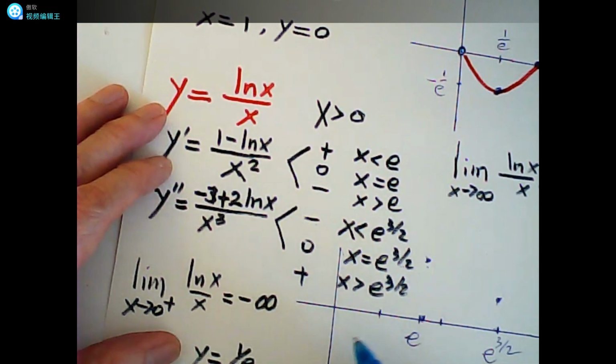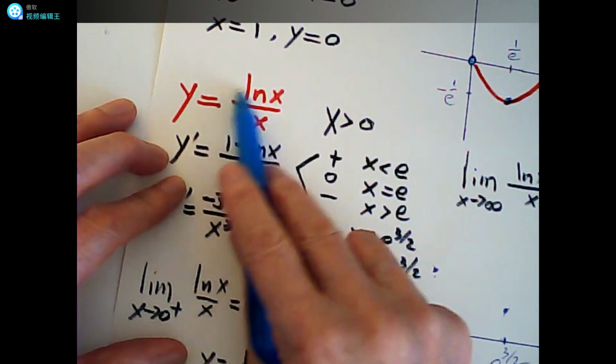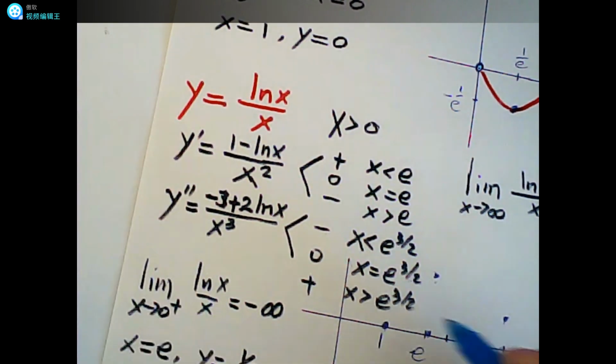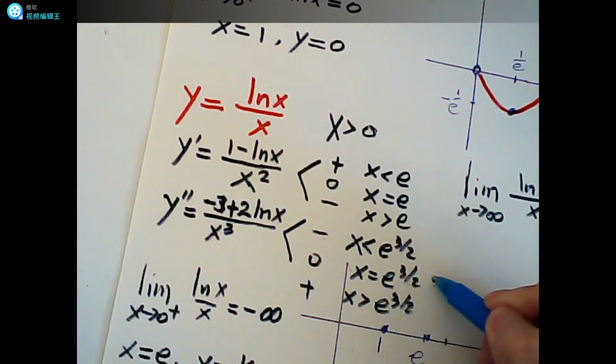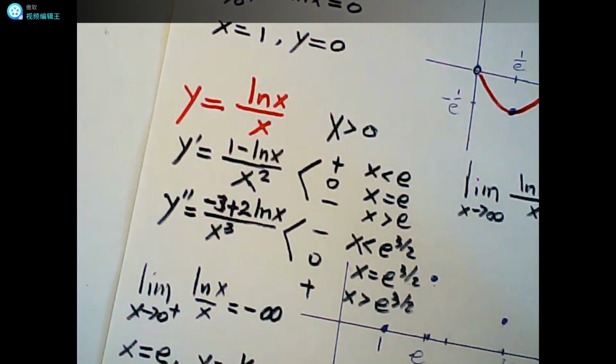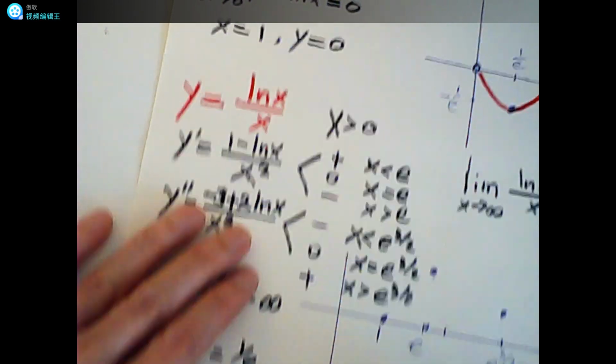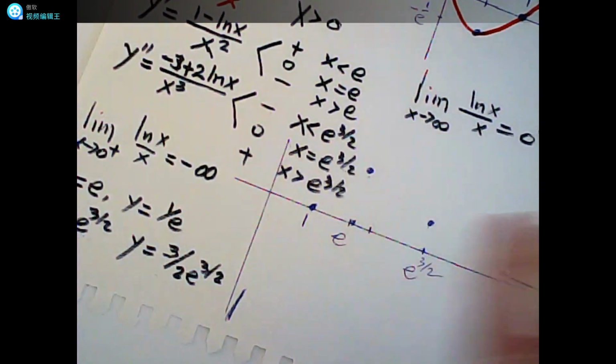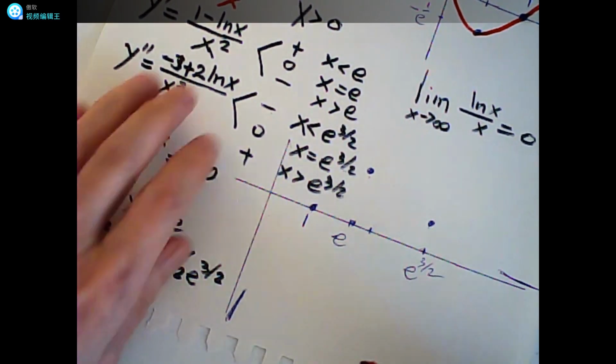At x equal to 1, this is 0, right? This is 1, which is 0. So this is the point the curve is passing through, and this is the asymptote. Then we can sketch the curve.